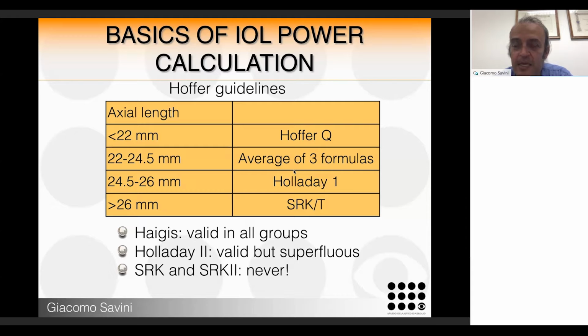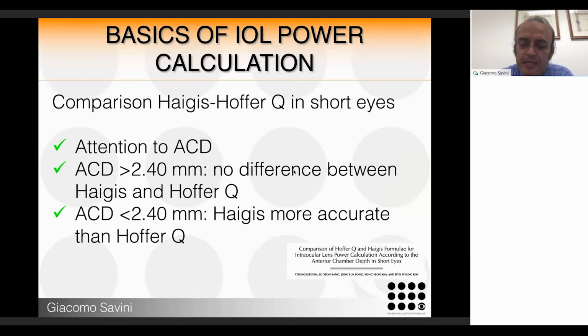And please, if somebody is still using the SRK II, please delete it. Even the authors have stated this several times. This is just a pure regression formula with no optical basis that may be quite appropriate in medium long eyes, but should be abandoned. And I just told you before that the Haigis formula makes a difference based on the fact that it predicts the IOL position from the ACD rather than the K.